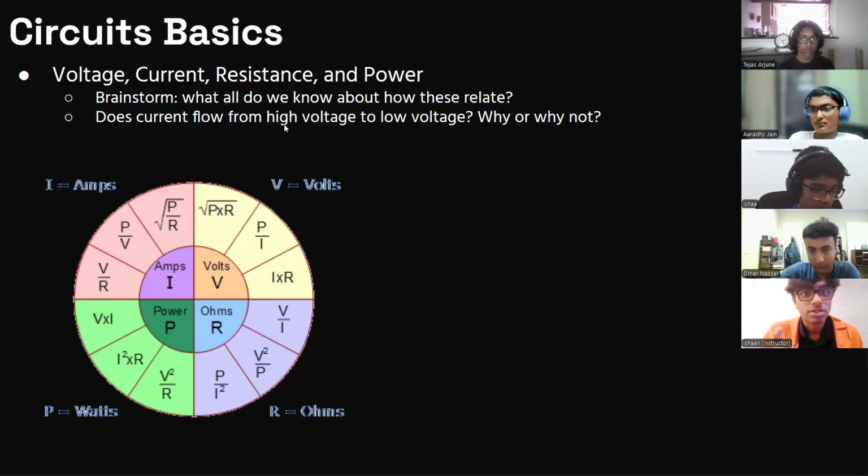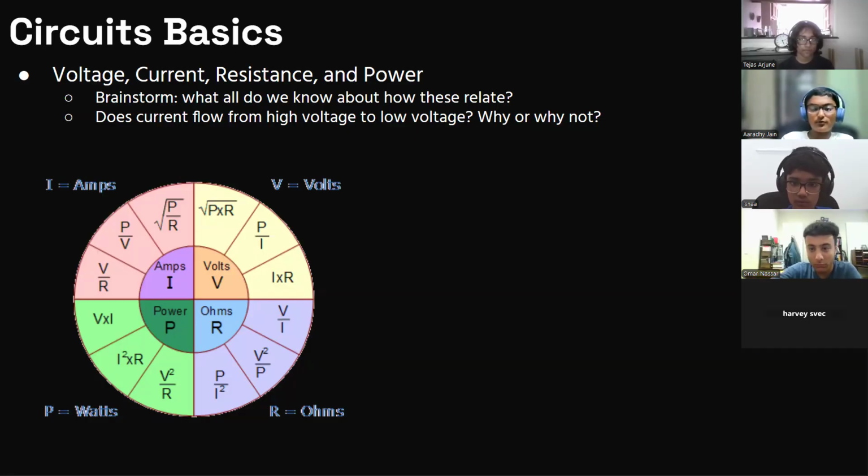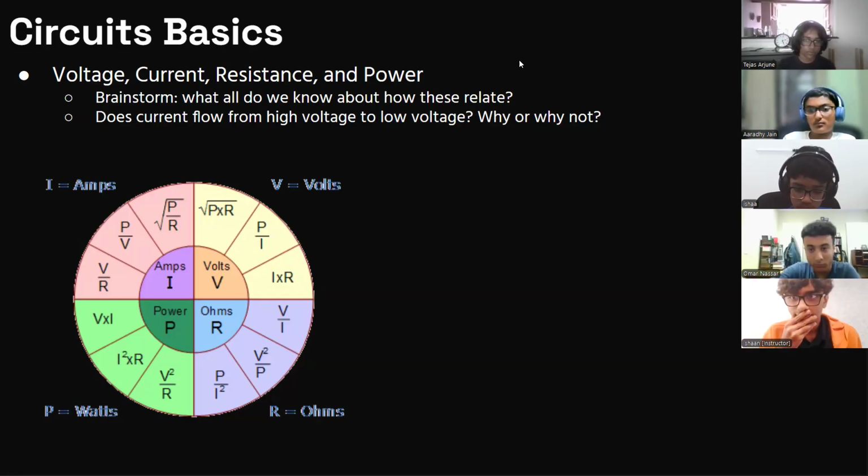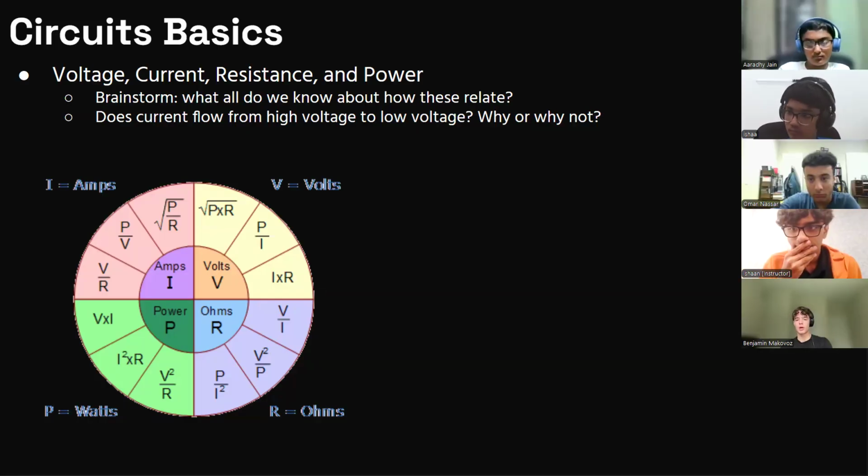So here's a question. Does current flow from high voltage to low voltage or from low voltage to high voltage, and why? It flows from high to low with conventional current, but then electrons in reality flow from low to high.